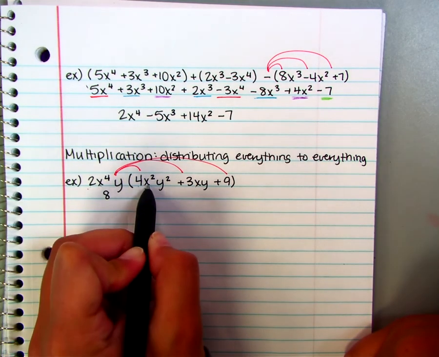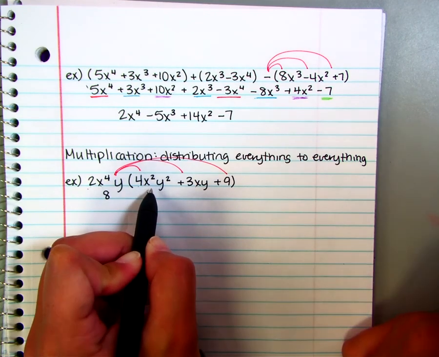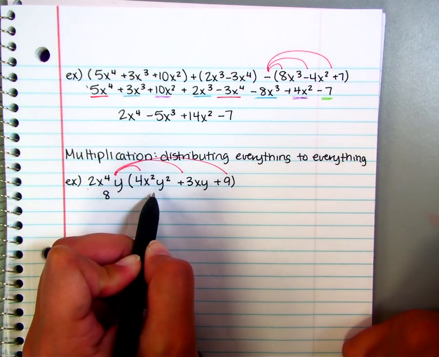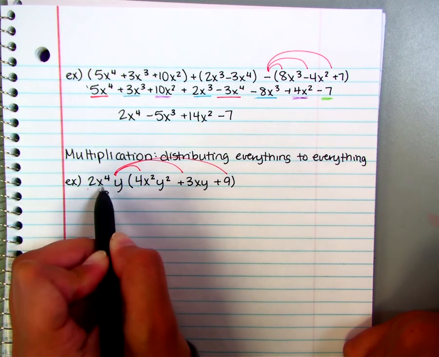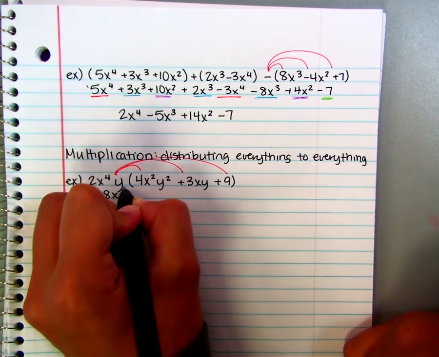X to the fourth times x squared is where we use that exponent product rule. So same base, add exponents. So we've got x to the fourth, x squared. So multiply your x's and then add exponents. So 4 plus 2 is 6.